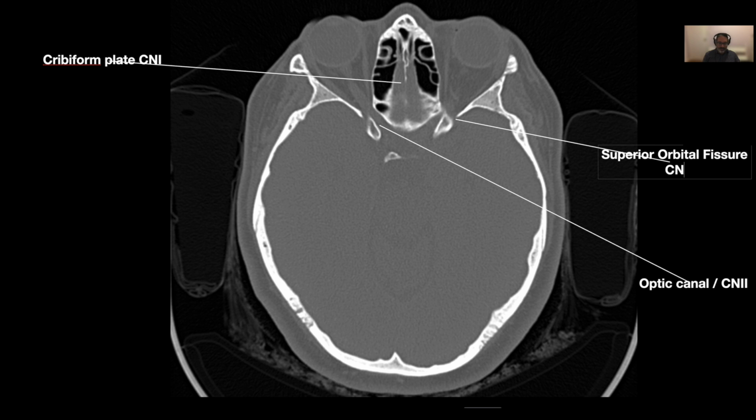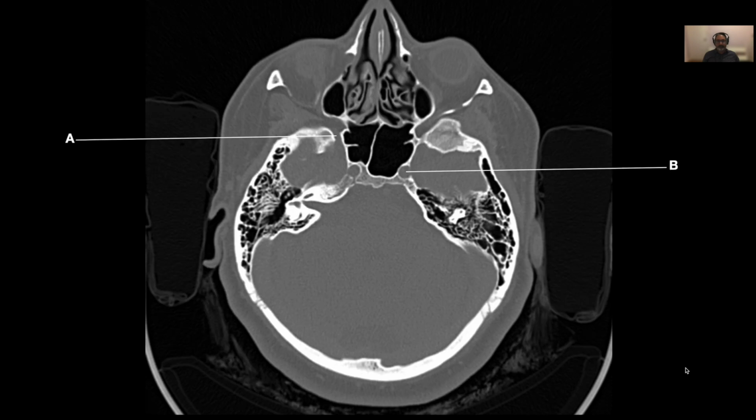So CN 3, 4, V1, and yes, 6. Correct. All right, let's keep going. This is for the jugular. Now one step lower. And it won't be easy, but it's a foramen that points sort of anteriorly.